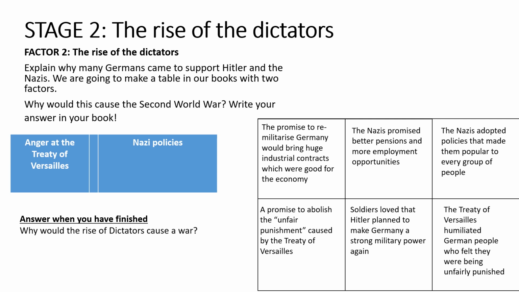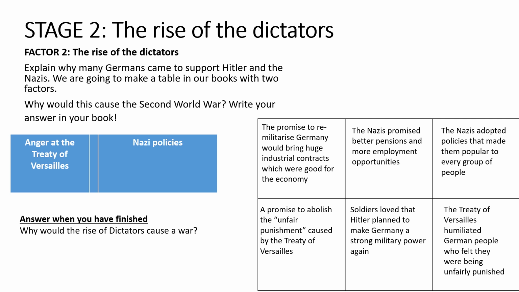Right, I hope you've all got that table sorted now. If you look to the right of the screen, you'll see 6 factors or 6 things that happened during Hitler's time in charge of Germany. And we're going to look whether these things are anger at the Treaty of Versailles or Nazi policies, okay? So the first one, the promise to remilitarize Germany would bring huge industrial contracts which were good for the economy. Okay, so he was going to remilitarize, so add more people into the army, make more weapons. Second one, the Nazis promised better pensions and more employment opportunities. So people will have safer pensions for when they retire and there'll be more jobs for people.